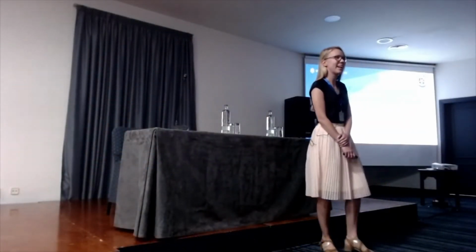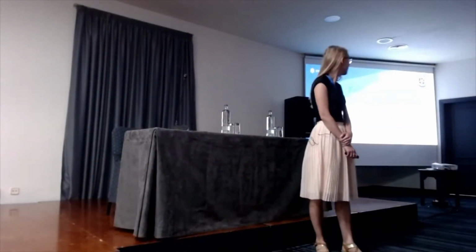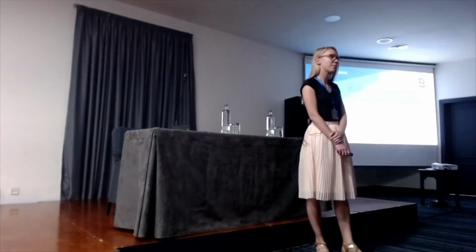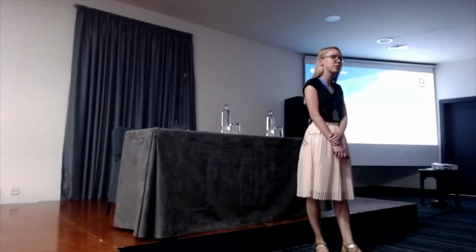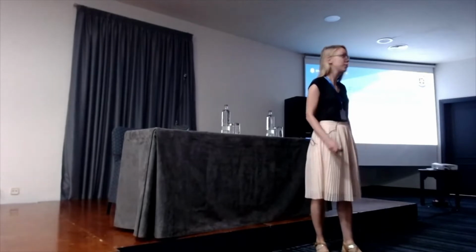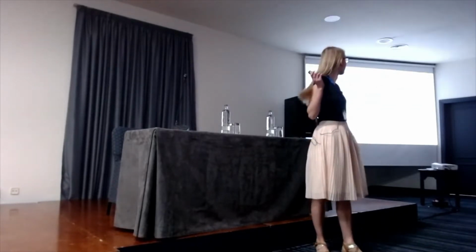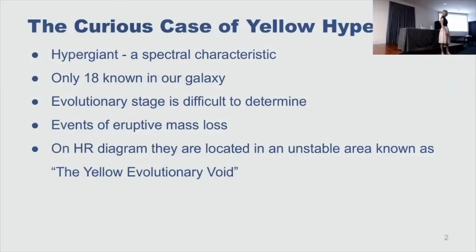We are moving from polarization back to FIES. And I am going to talk about how we can observe the evolution of massive stars in just a human lifetime. So V509 Cassiopeia is a yellow hypergiant star.